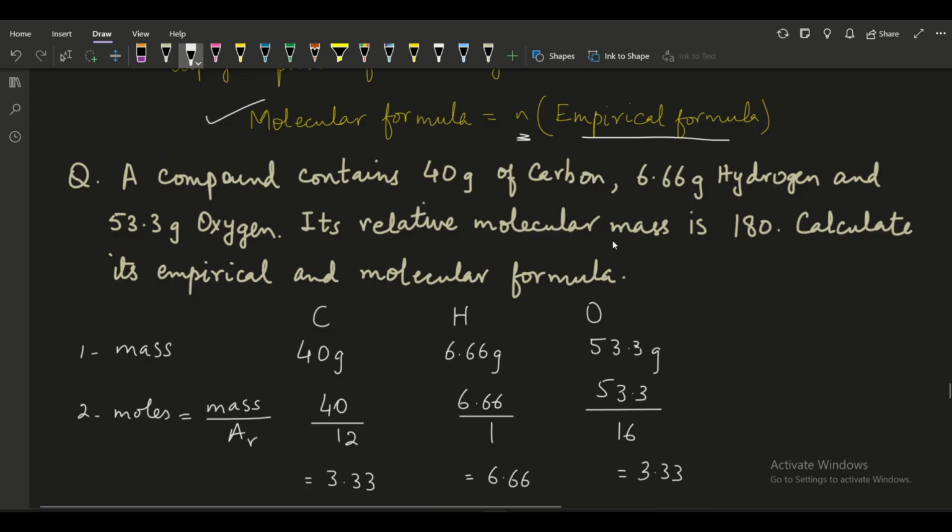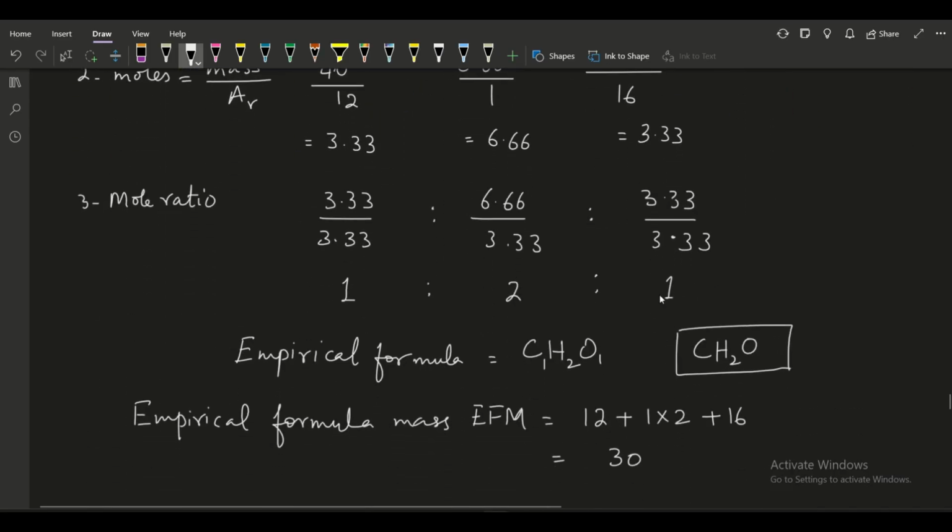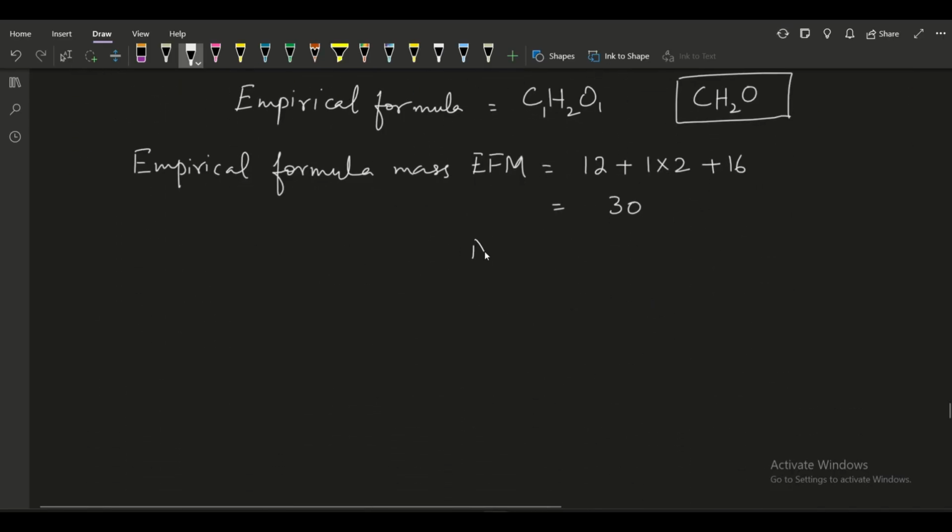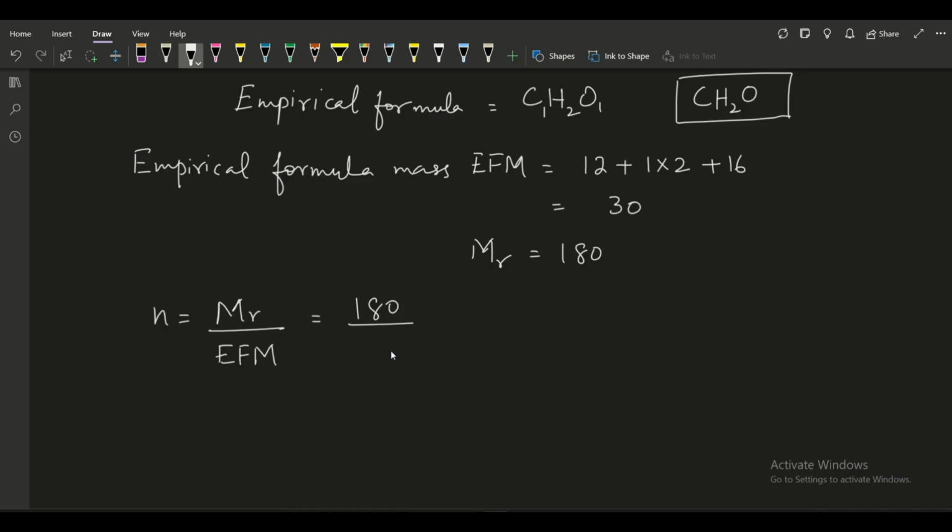It's over here. The relative molecular mass is 180. The value of MR is given in the question, and it is 180. Now we just have to find the value of n, and it is equal to MR divided by empirical formula mass. Just put the values in it. Molecular mass is 180 divided by 30, so your answer would be 6. So that means the value of n is equal to 6.